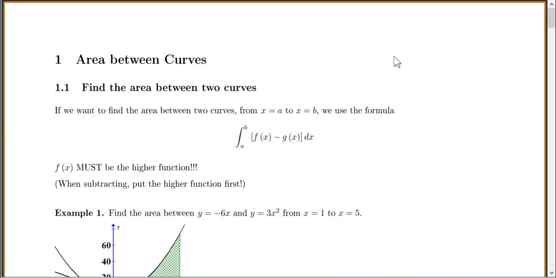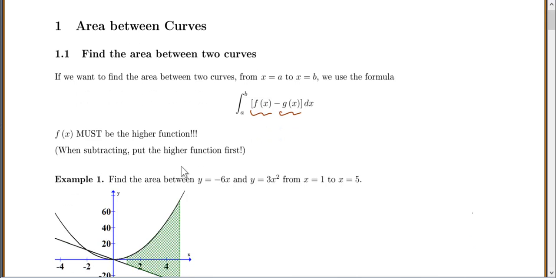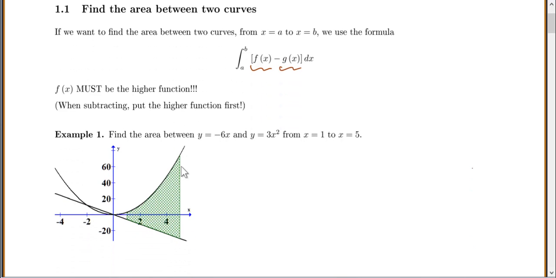In this section, we're going to talk about how to find the area between two curves. And so if we want to find the area between two curves, from again a to b, those are our limits, we're going to use the formula where we take f of x minus g of x. Then we're going to integrate that from a to b. Now, when you set this up, f of x needs to be the higher function. Or in other words, when you subtract, make sure you put the higher function first. As long as you do that, you're going to be okay.